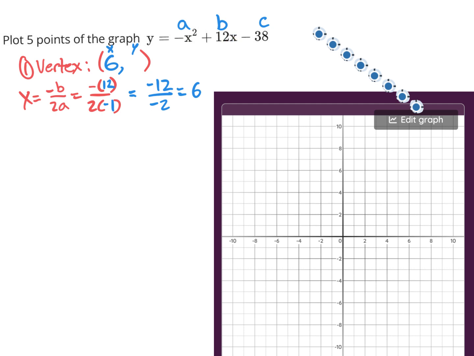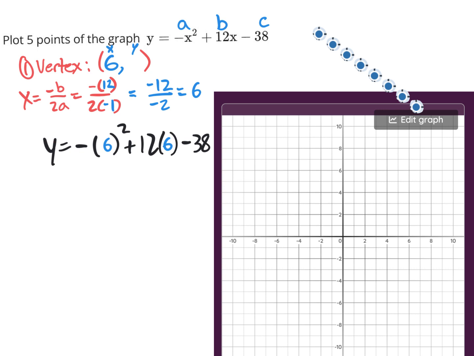So the safest way to do it is to rewrite it. Y equals negative x squared plus 12x minus 38. And we replace the x's with parentheses. That way you can easily plug in the 6 into those parentheses. And then you do the math. How do you do the math? Well, you could use a calculator. If you use a calculator, make sure you type it in carefully, exactly the way it is. Hit equal, and it'll tell you your y value.